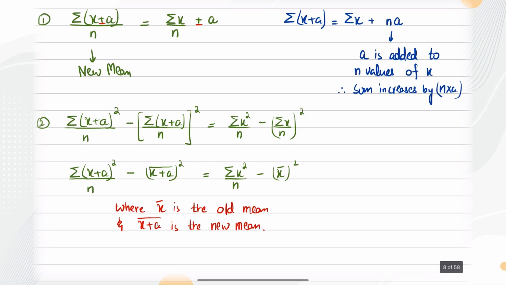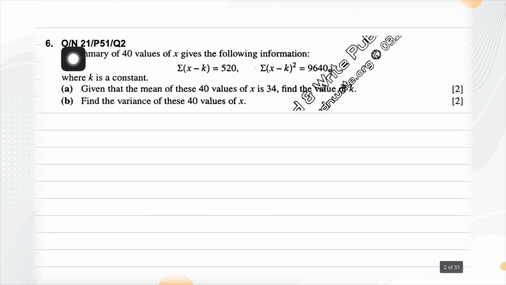Now this is what pretty much every question will revolve around. Now let's look at a few past paper questions to see how we can solve them. So here's a past paper question. It's from October-November 2021, paper 5, variant 1, question 2. So fairly recent. Let's see what it says.